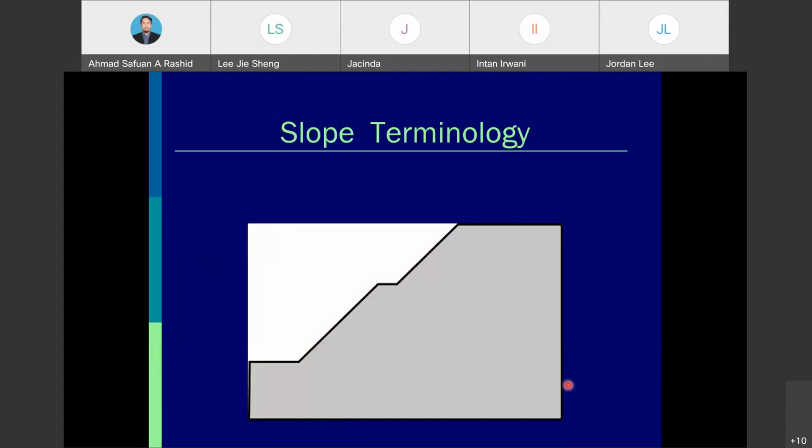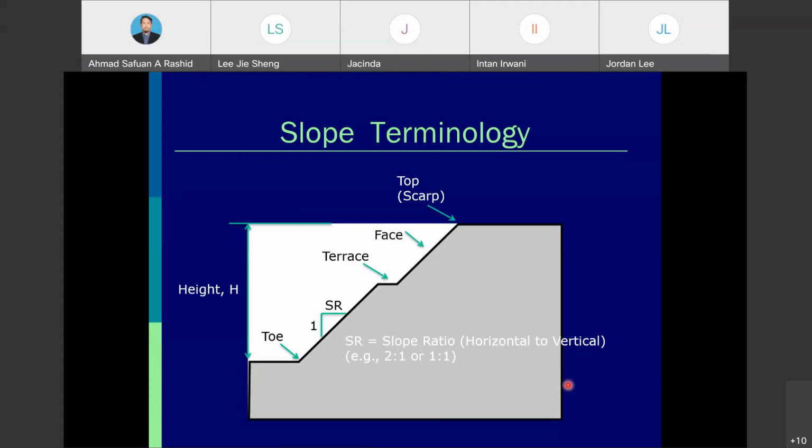For the slope terminology, we have height, toe, slope ratio, and terrace. I guess this is the US term. For the UK term, they call it a berm. We also have surface or face, top, and surcharge. So these are the common slope terminology.